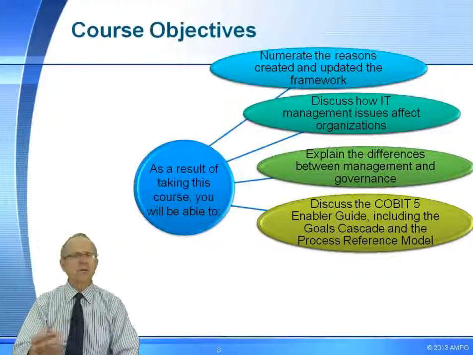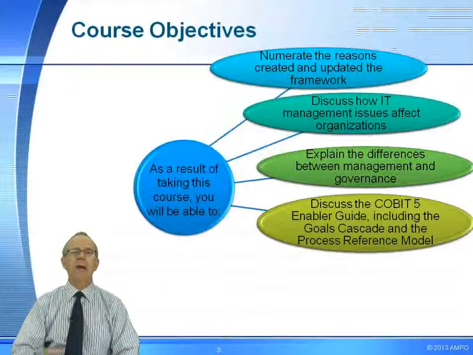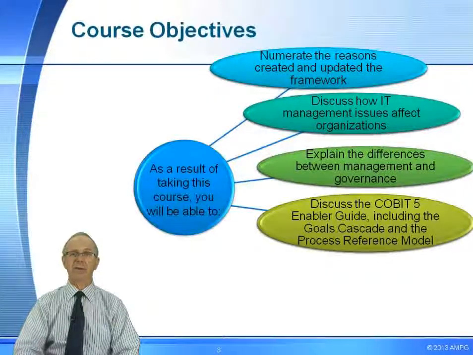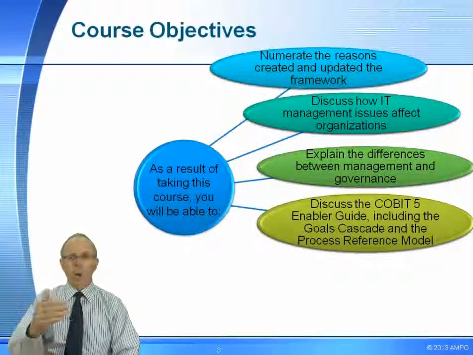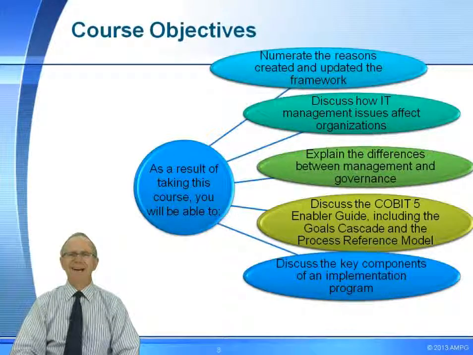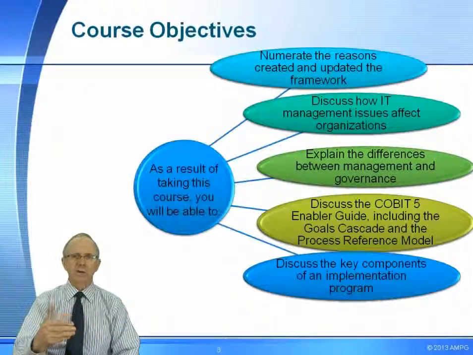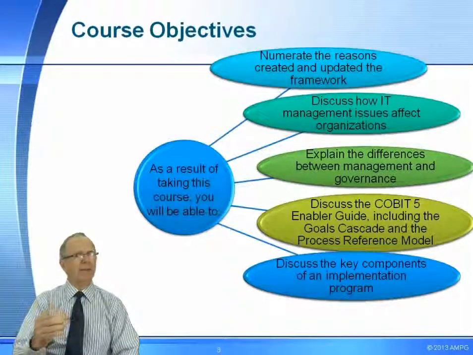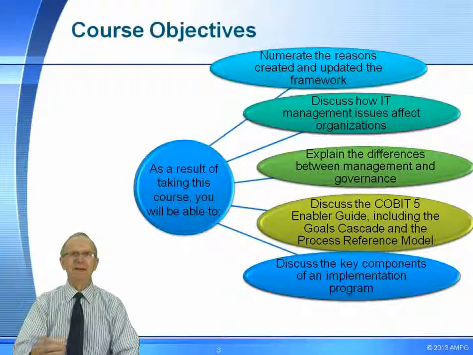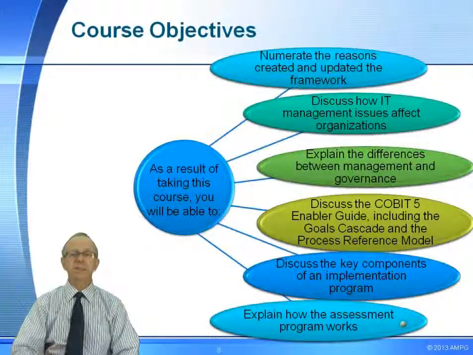The goals cascade is a critical component of COBIT. It helps us focus our efforts. It helps us understand how, from a stakeholder, we can get down to the processes of COBIT and understand the relationships all the way through the business. And you'll be able to discuss the key parts of the implementation program. You'll find that ISACA has developed a 7-step circular program, and that's going to guide you and help you implement this great framework. Finally, you'll know how the COBIT Assessment Program works.